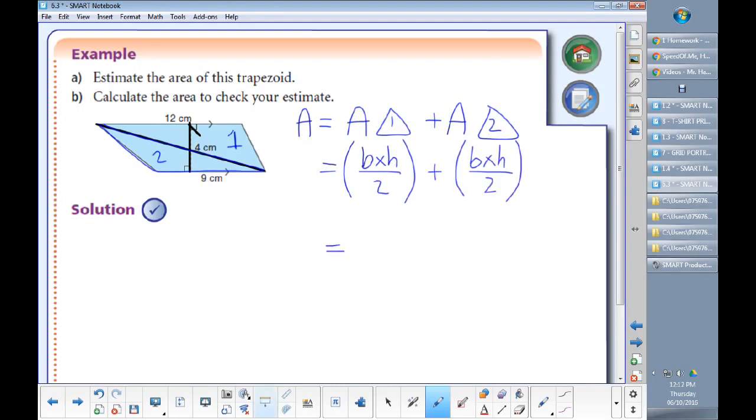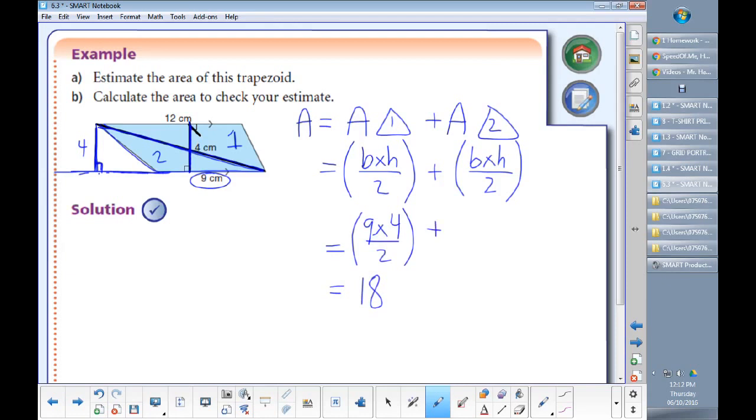Now I've got to make sure my measurements are correct. My base of triangle 1 is 9 centimeters. So I've got 9, and my height in both cases is 4. This triangle here still has a height of 4. If I were to extend the base of it out and put a perpendicular, that means drop a line that's straight up and down, this is also going to be 4. So that's the height of triangle number 2. So it's 9 times 4 divided by 2, which is 36 divided by 2, which is 18.